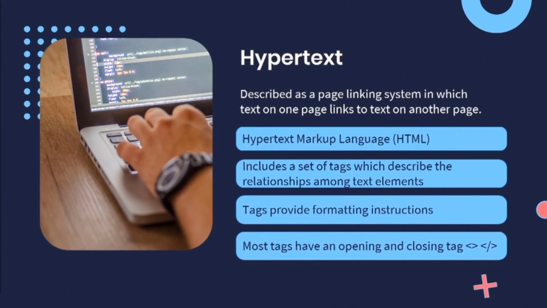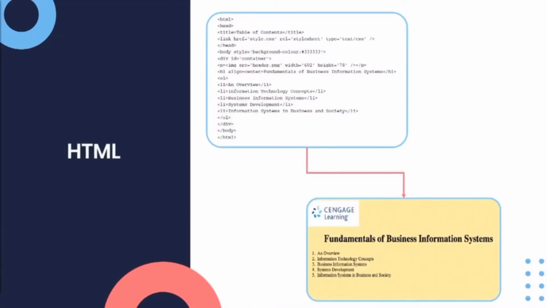Most tags have an opening and a closing tag, and this is how we stipulate them. Not all tags have an opening and closing tag, but when we get into web development, I'll show you a couple of examples. Here is a typical example of what an HTML document looks like. At the top, we have this thing called an HTML element. At the very bottom, we have a closing tag for that element.